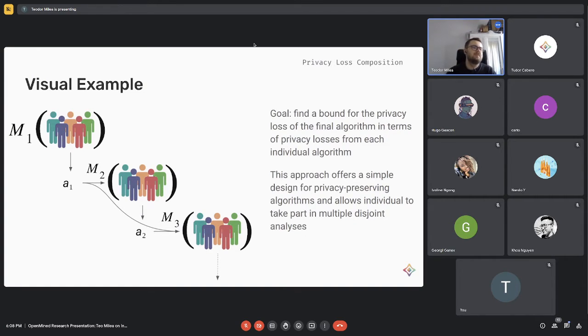And this approach is great because it's very easy to design algorithms around it, because then you allow individuals to take part in multiple analysis.